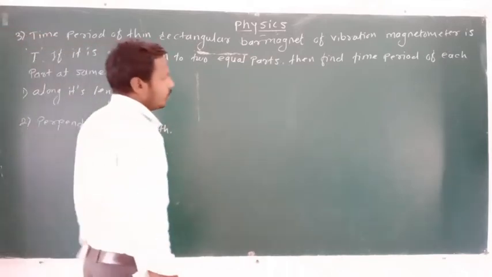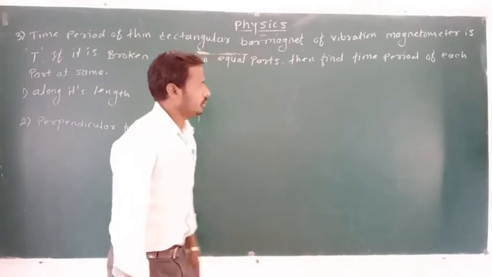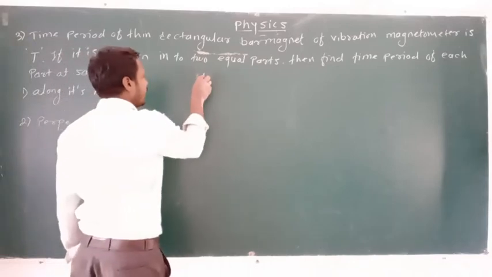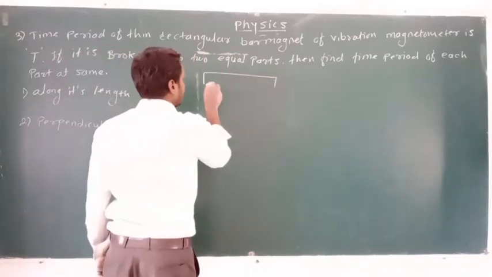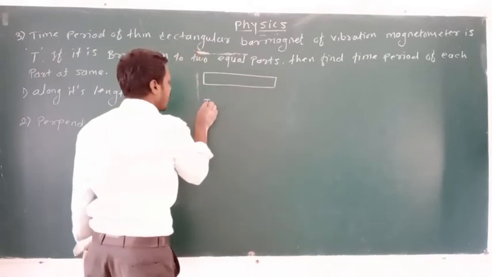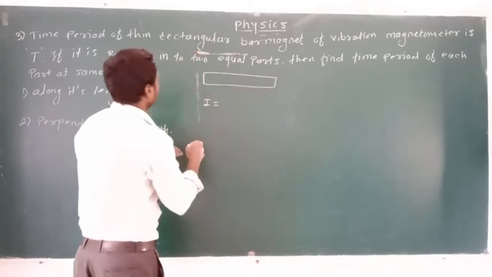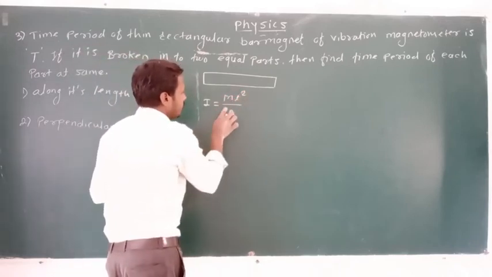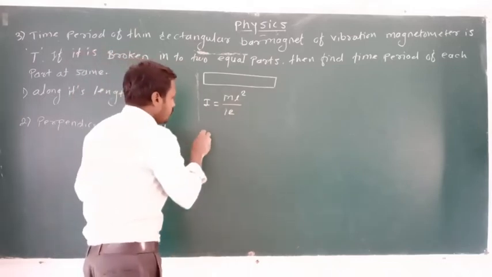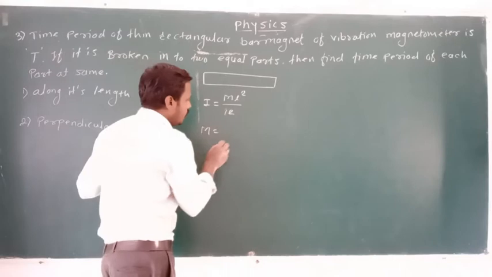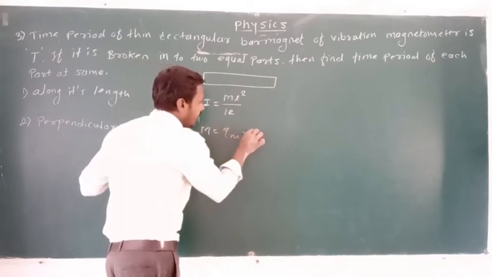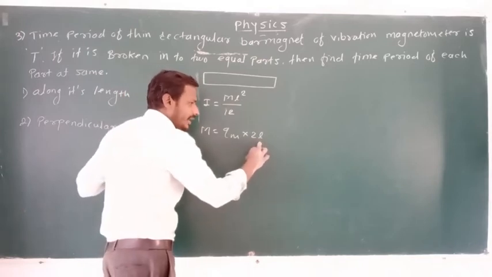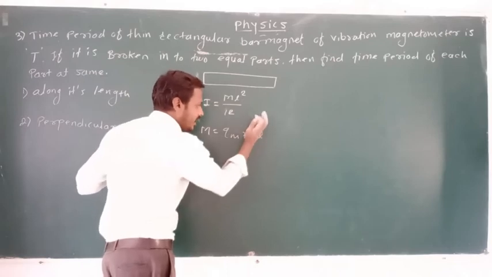First of all, we are going to discuss the broken cases of that bar magnet. Consider this is the bar magnet of moment of inertia I, and the moment of inertia of a thin rectangular plate is ml square divided by 12. The formula of the magnetic dipole moment is m is equal to qm multiplied by twice L. Twice L means the magnetic length. For simplicity we can write only L.